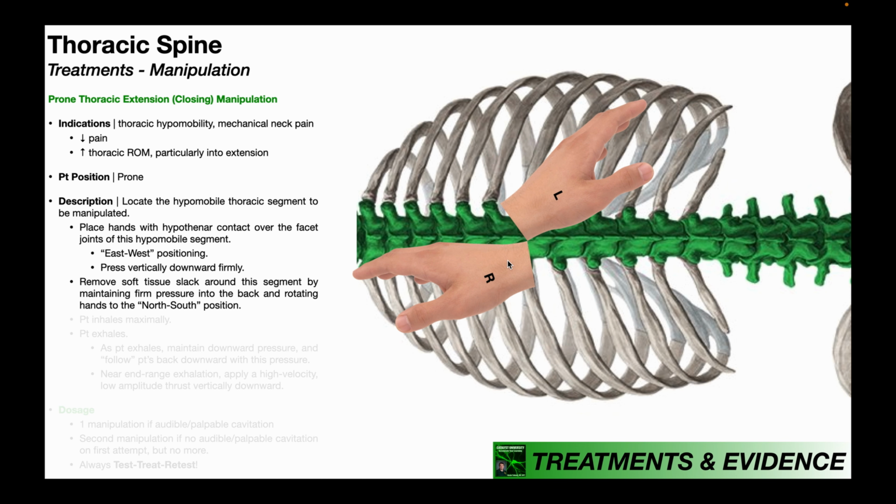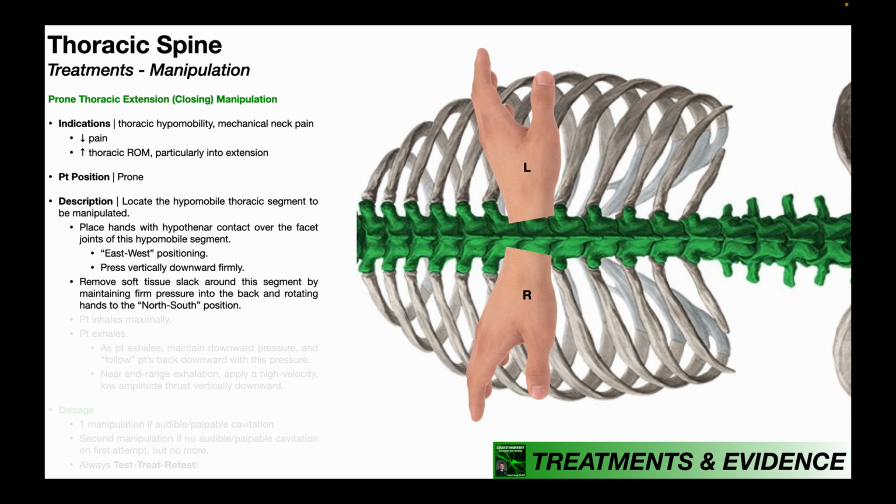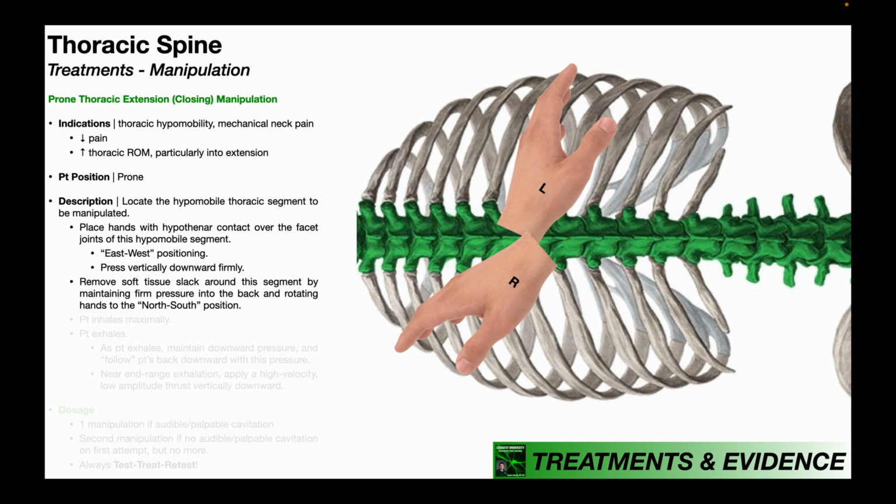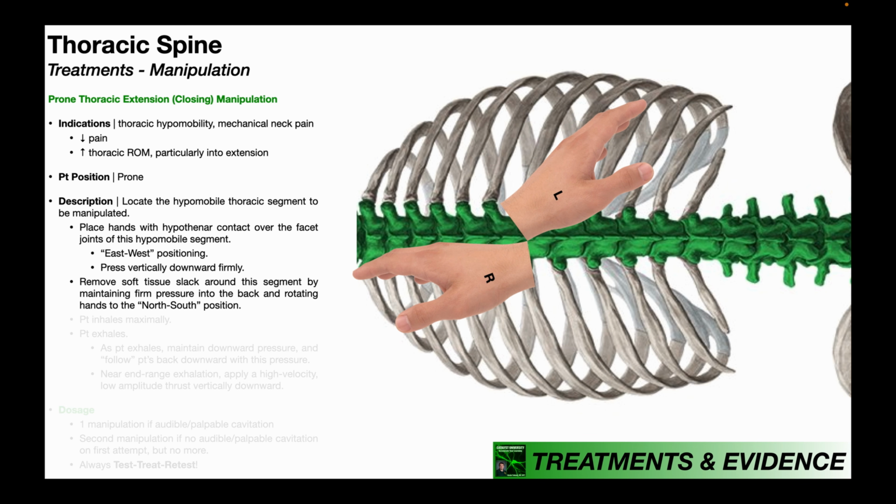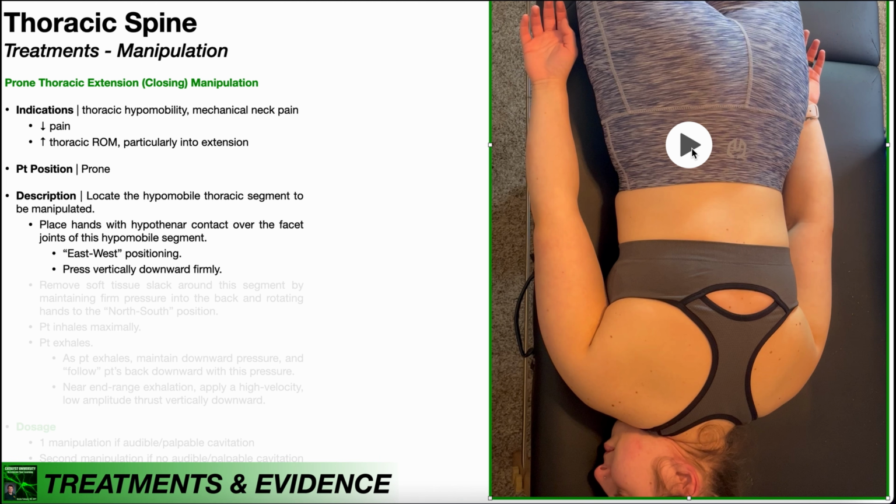Okay? So that means that that contact point throughout this rotation does not change. So my right hypothenar eminence is on this facet joint at that level, and my left hypothenar eminence is on the contralateral facet joint at that level. Because that is the rotational axis, the contact point does not and should not change. All right, now back to the patient demonstration.